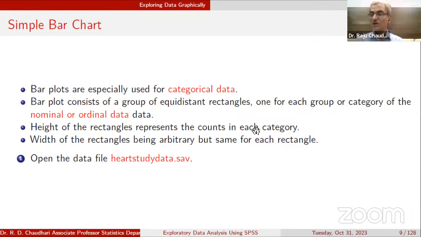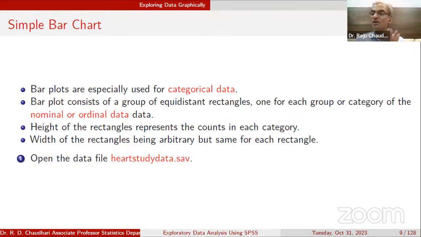Suppose I have to draw the bar chart for male and female. So what is the height? It shows the number of males and the number of females. As for the width of the rectangle, there is no meaning for the width. It is arbitrary, but it must be the same for each rectangle. So this is about the simple bar chart.